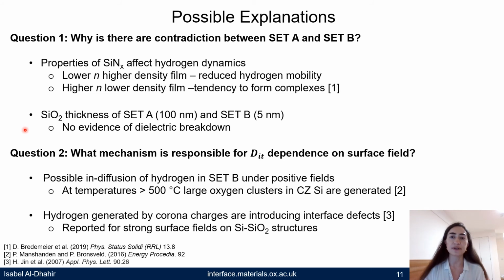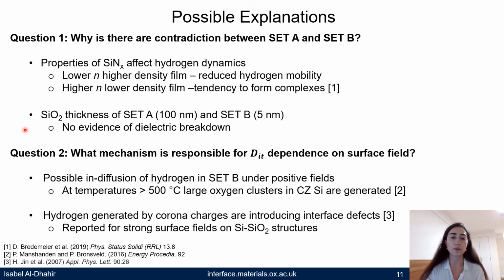Another explanation could be the difference in thickness of the oxide films on set A and set B. However, we observe no evidence of dielectric breakdown even on the thinner 5 nanometer oxides of set B, and so we discount this as a plausible explanation for the changes in surface passivation and defect density.